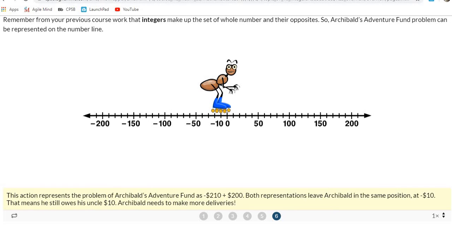He skated to negative 210 and got pulled back 200 spots and stopped at negative 10. The other problem, he skated to where? 200 and got pulled back all the way to negative 10. And they both stopped where? Negative 10. So that is a different way to look at it.